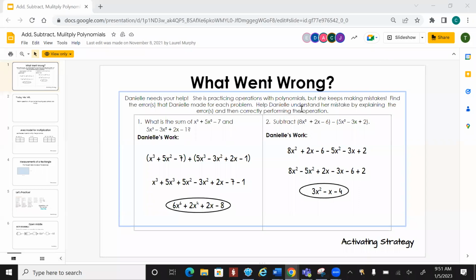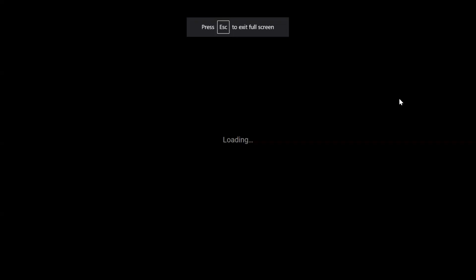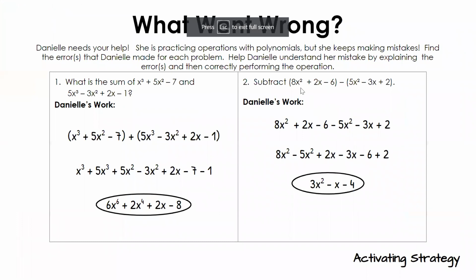So Danielle needs your help. She is practicing operations with polynomials, but she keeps making mistakes. Poor Danielle. Find the errors that Danielle made for each problem. Help Danielle understand her mistake by explaining the errors and then correctly performing the operation.